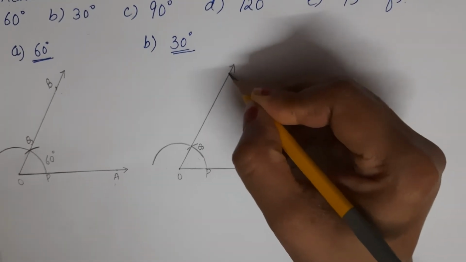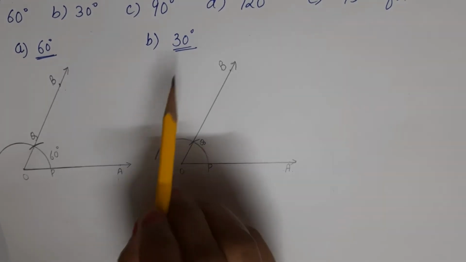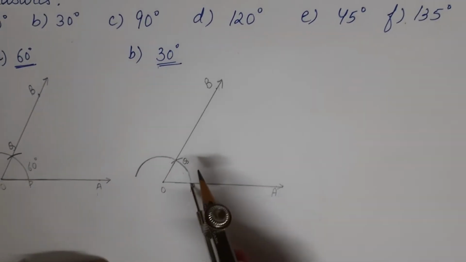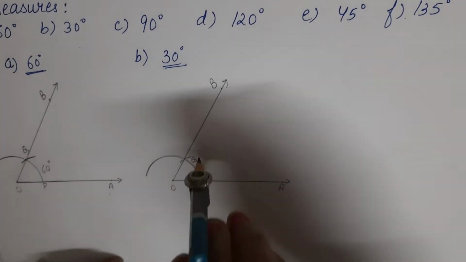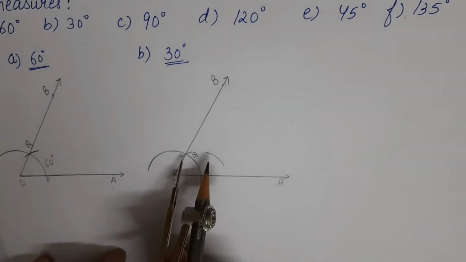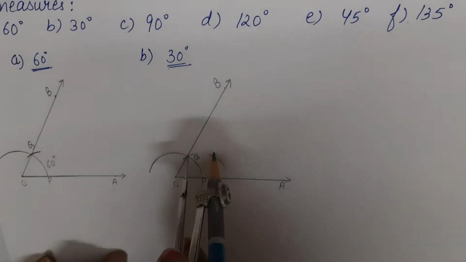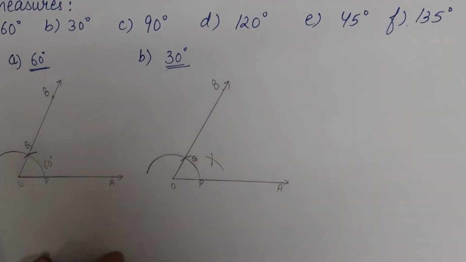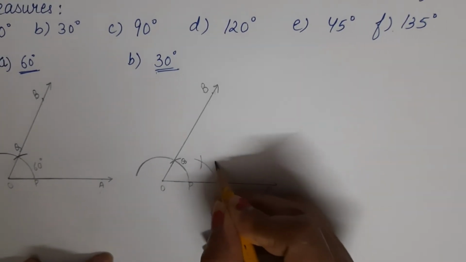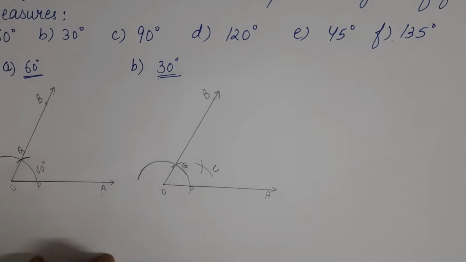Fine, angle BOA is 60 degree, but we have to draw an angle of measure 30 degree. For that, what we will do, put the pointer on P and mark an arc. Okay, now put the pointer on Q and with the same radius, draw another arc which cut the previous arc at point say C. Name this intersecting point as C. Now join OC.